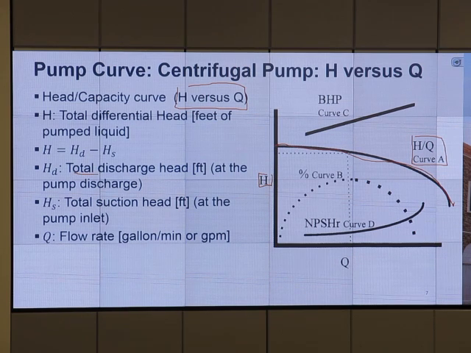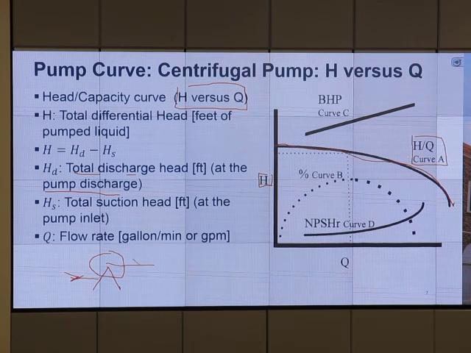HD is the total discharge head at the pump discharge. What is pump discharge? Pump discharge is the outlet of the pump, right? The pump has an inlet and an outlet. At the outlet, we call that the discharge. So that's the head pressure at the discharge. That's HD. HS is suction head, the pressure at the inlet.